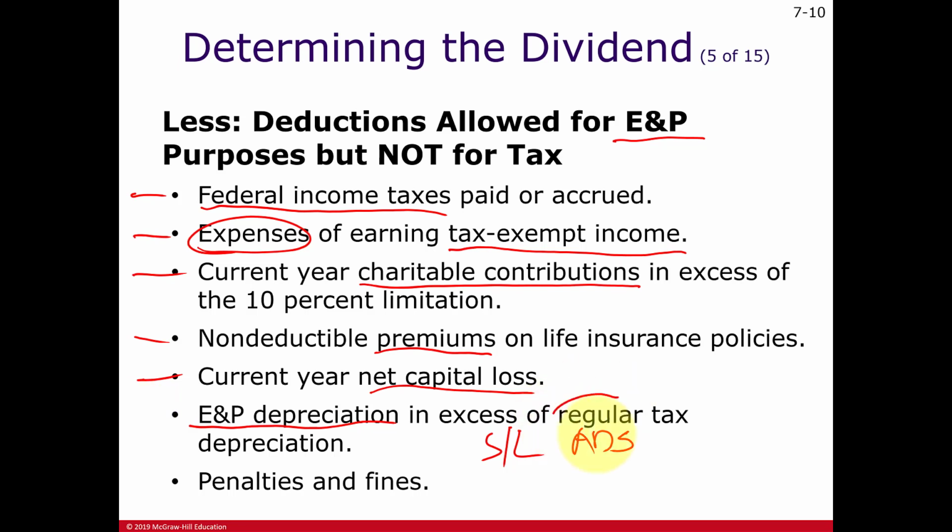Initially, the regular depreciation should be bigger, yeah? But here it says now it's turning around in a future year, probably, so we're going to be reducing that taxable income to make the earnings and profits smaller. Government penalties and fines you can't deduct on the tax return, but for earnings and profits purposes, we subtract it out.